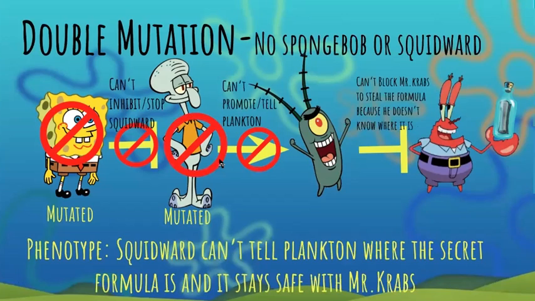Now let's look at the double mutation. Since SpongeBob and Squidward are mutated here, SpongeBob can't stop Squidward, and that doesn't matter since Squidward is a mutant as well. Squidward can't promote or tell Plankton where the secret recipe is, therefore Plankton can't block Mr. Krabs to steal the secret formula since he doesn't know where it is. The phenotype for a double mutant is that Squidward can't tell Plankton where the secret formula is, and it's safe to say that it's with Mr. Krabs.